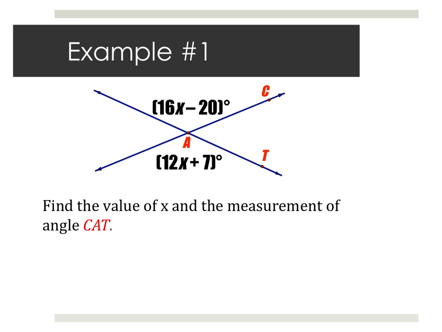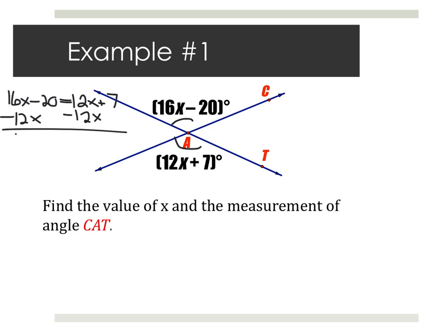All right, so what I notice here is that we have a set of vertical angles. So those 2 angles equal each other. So I know 16x minus 20 is going to equal 12x plus 7. You have to decide when you have this sort of picture, are they vertical angles that equal each other, or are they linear pairs that sum up to 180? So I'm going to solve this for x. I'm going to subtract 12x from both sides.